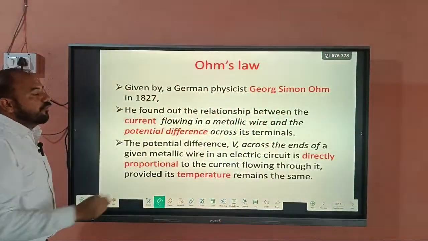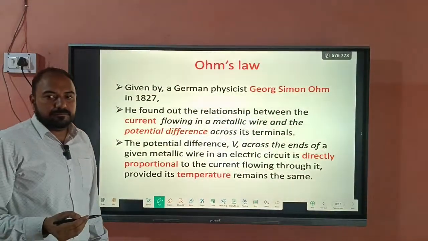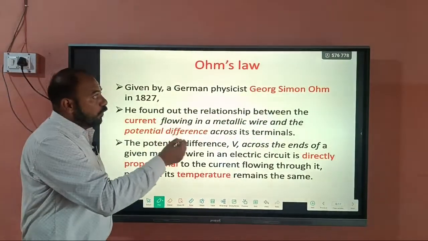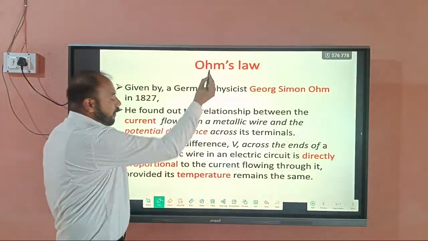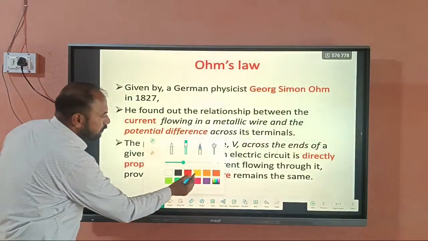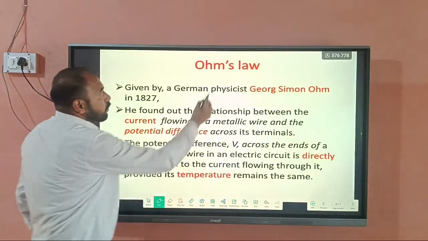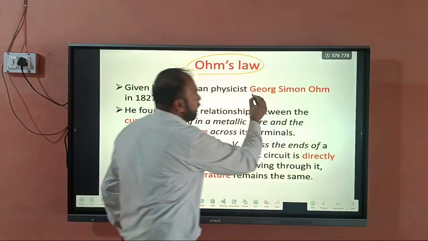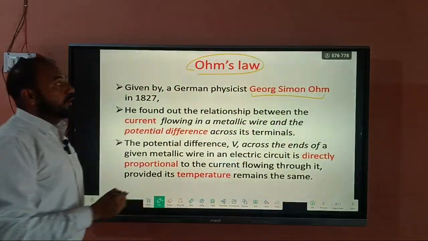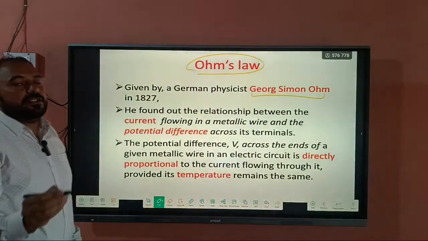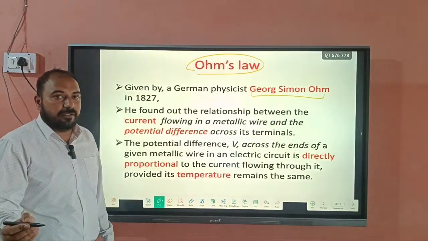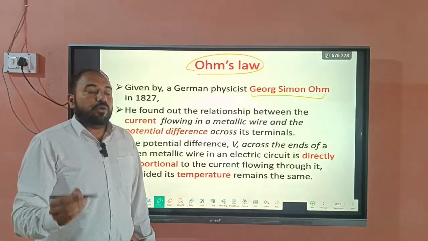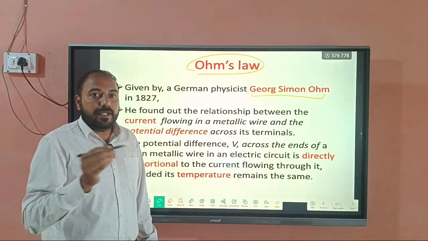So in the next slide, we discuss the electric current and voltage. Next is Ohm's law. This is given by George Simon Ohm. This is the name of the scientist who gave this law, and it gives the relationship between the voltage and electric current. He gave the law that when we apply a potential across a wire, then electric current is produced.